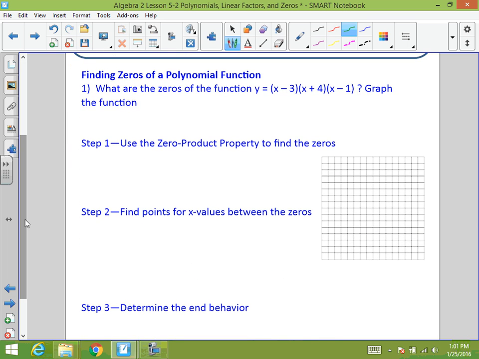What are the zeros of the polynomial function y equals (x minus 3)(x plus 4)(x minus 1)? And then we're going to graph the function. Luckily for us, they already put it in factored form. We don't have to factor it, which makes it really quite simple.